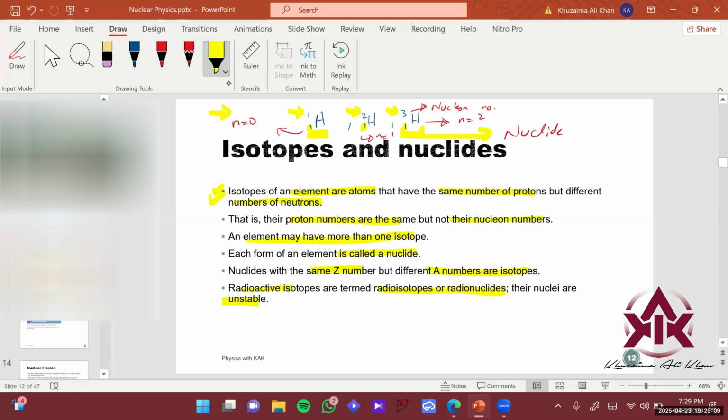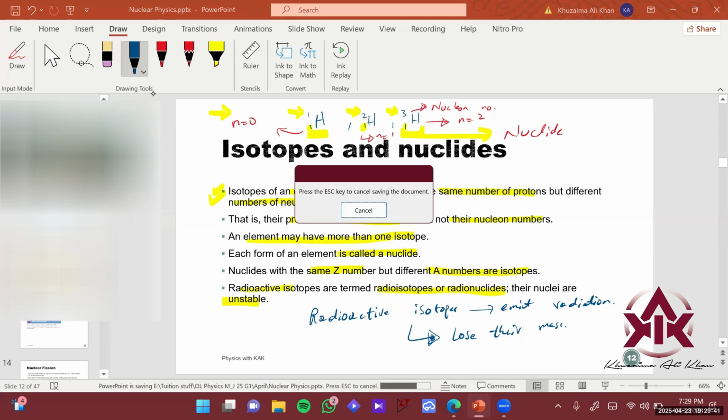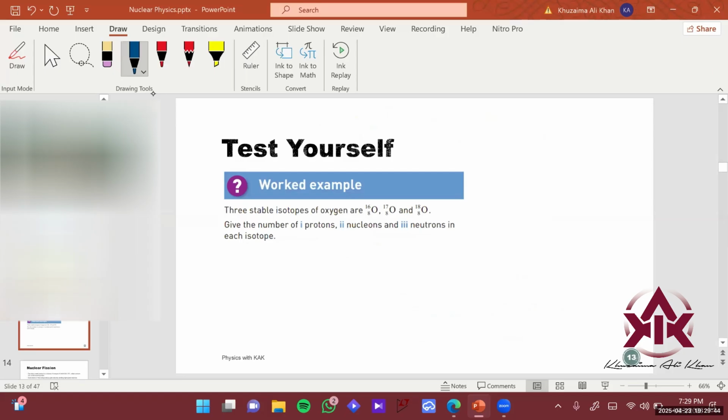What are radioactive elements? We'll learn in a while. If you have a radioactive isotope, it emits some radiation, right? If they emit radiation, obviously their mass will be reduced. So they basically lose their mass. And these radiations are always harmful. They can be alpha, beta, gamma, depending upon the type of the radioactive element which is getting used in the experiment.